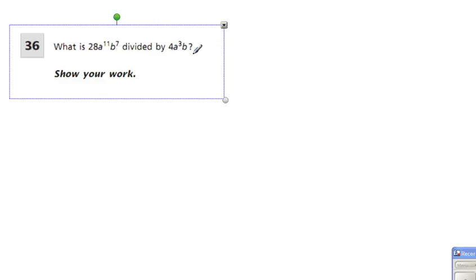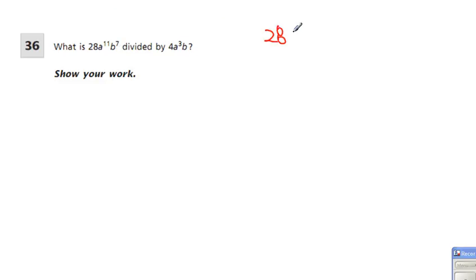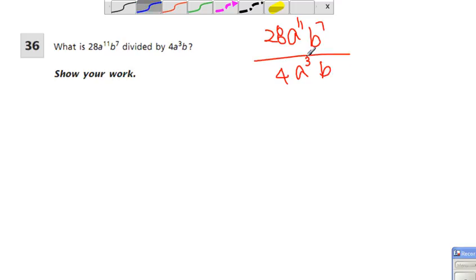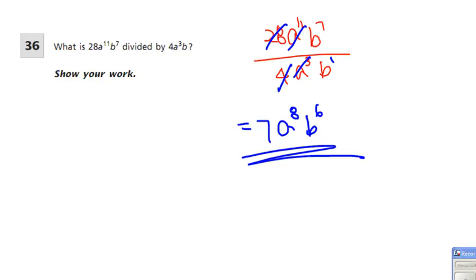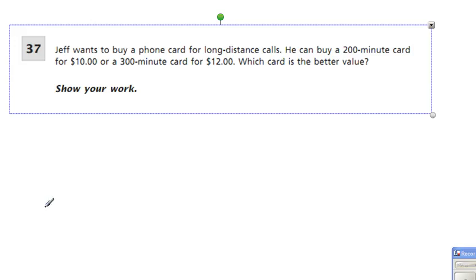Alright, and this one is divided by this one. So we have 28a to the 11th b to the 7th over 4a to the 3rd b. Now when you divide, 28 and 4 cancel out to become 7. Here, same base, therefore you subtract, hence getting a to the 8th power. Here, when there's nothing, b to the 1 is hidden, so 7 minus 1 becomes b to the 6th power. That becomes our final answer.